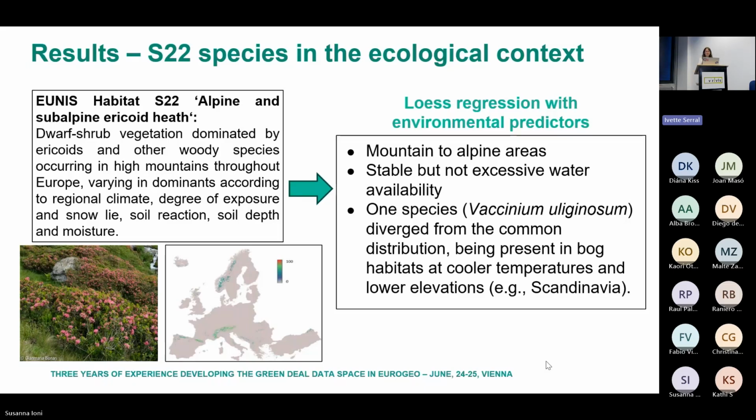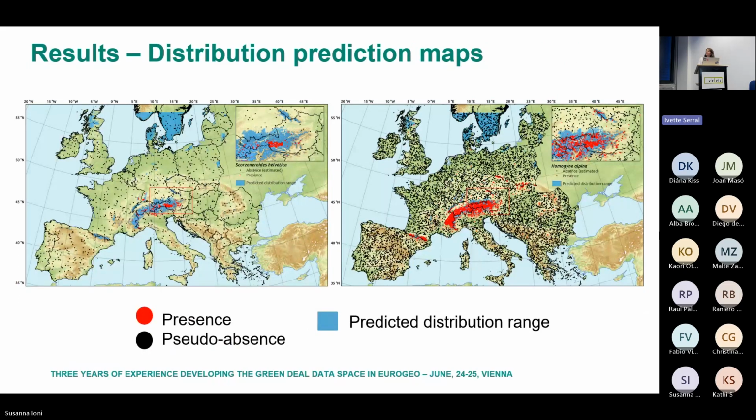There's one species, especially Vaccinium uliginosum, that is a bit divergent from all the other main species of this habitat. In fact, it's more focused on Scandinavian regions, which are ecologically a bit different from the Alps and all these other mountain European areas. And so what we had were these 8 main species and prediction maps for them. In black, you can see the pseudo-absence predicted from the presence occurrence data. And then we had in blue the predicted distribution ranges.